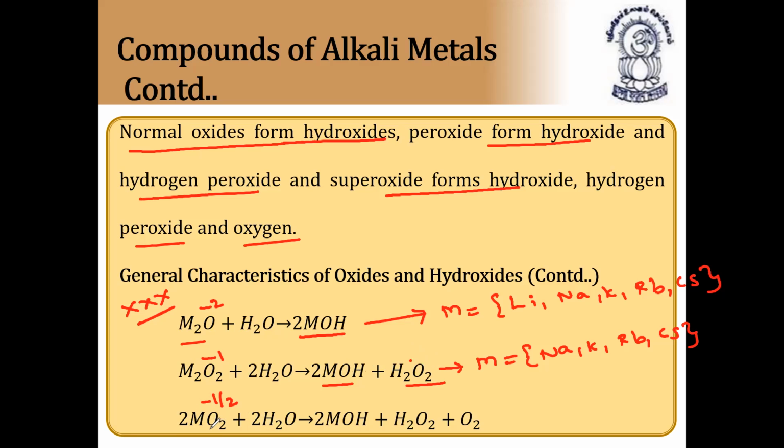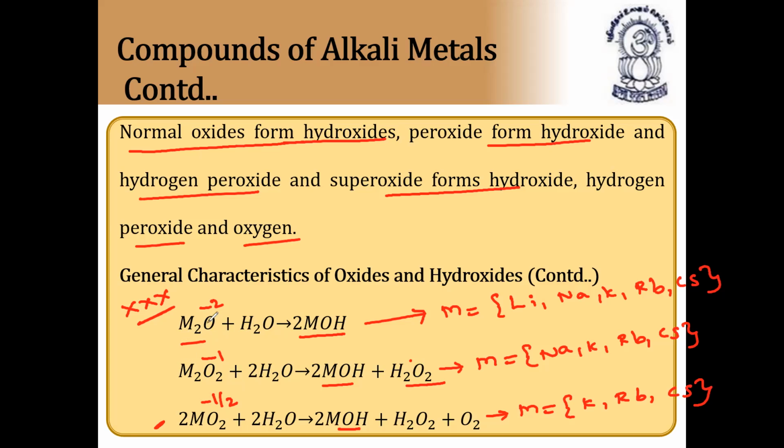Next, similarly, when superoxides are dissolved in water, they form their respective hydroxides, such as potassium hydroxide and rubidium hydroxide. In this case, M equal to sodium will not come. Only potassium, rubidium, and cesium. The remaining will not form. Sodium and lithium will not form superoxide. So this is the trend of reaction of oxides and hydroxides of alkali metals.